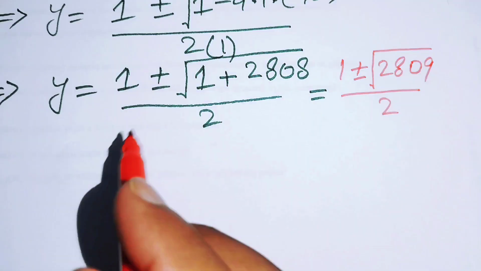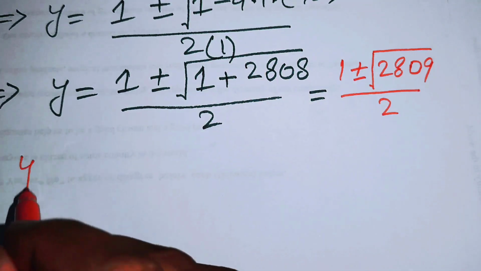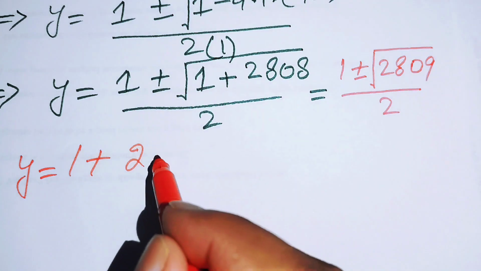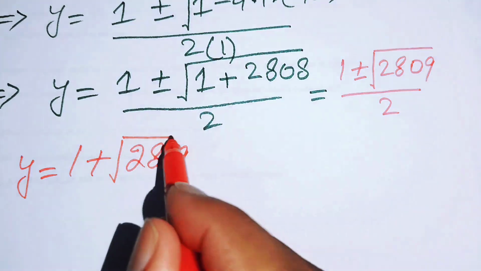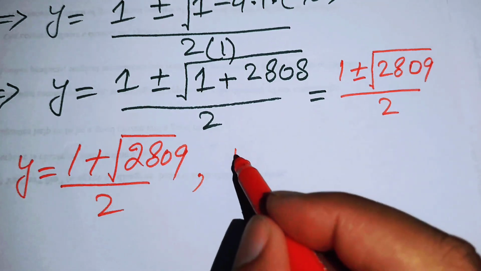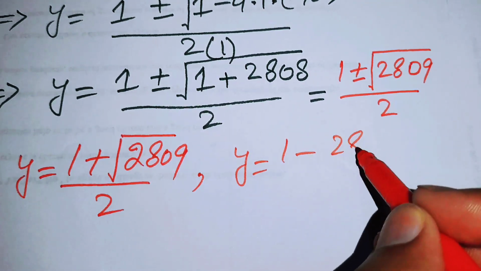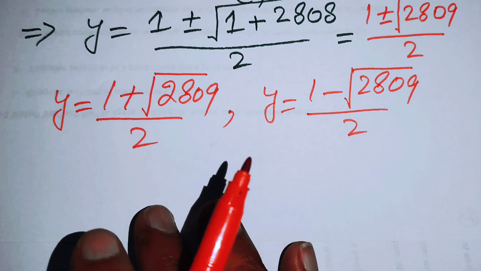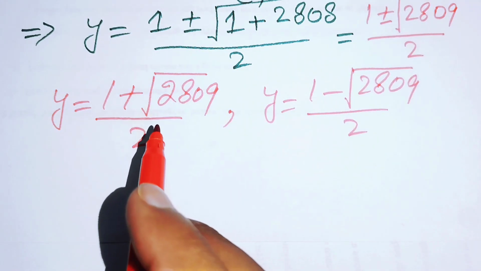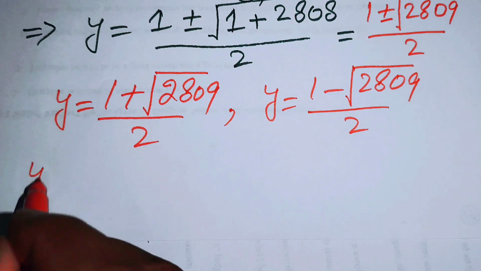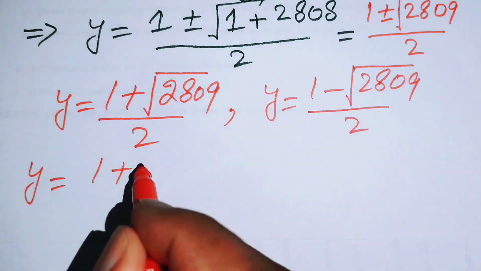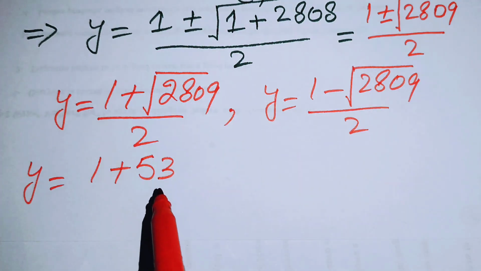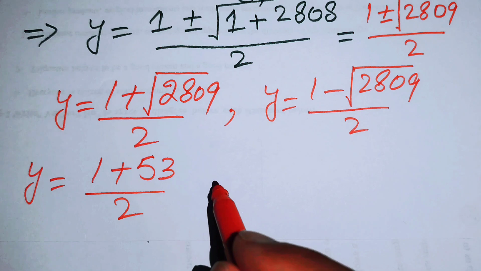So here we have two cases. I can break this equation into two cases. Our first case is we take 1 plus the square root of 2809, over 2, and the other case is we take y is equal to 1 minus the square root of 2809, over 2. When you open the square root of 2809, you get its value is 1 plus 53, because the square root of 2809 is equal to 53 only, over 2.